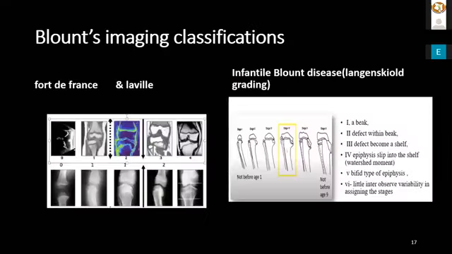Blount's disease has several classifications. What we commonly use is the Langenskiöld classification, which just shows the progression of the disease. But others like the Rab classification as well as the LiMB classification are useful in surgery planning.